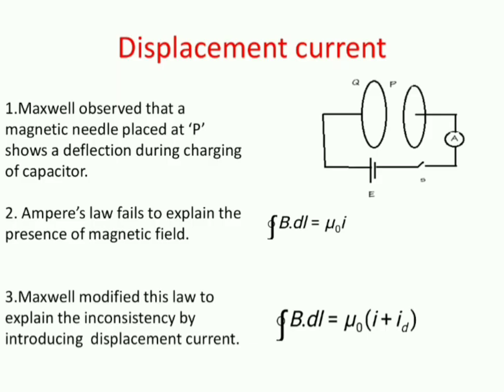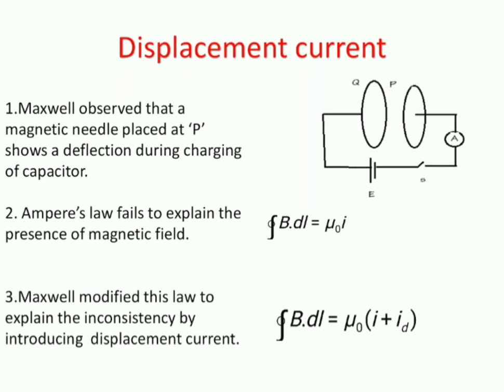So we know conduction current is produced by a battery connected to a wire. When you connect a battery to a resistor and a key, as soon as you close the key, current in the conducting wire, we call it as conduction current. But here we are talking about another type of current which is called as a displacement current.